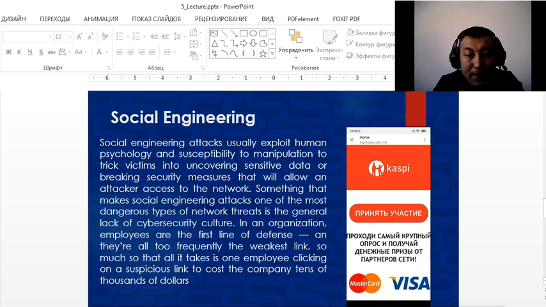Something that makes social engineering attacks one of the most dangerous types of network threats is the general lack of cybersecurity culture. Organization employees are the first line of defense, and they are all too frequently the weakest link. So much so that all it takes is one employee clicking on a suspicious link to cost tens of thousands of dollars.